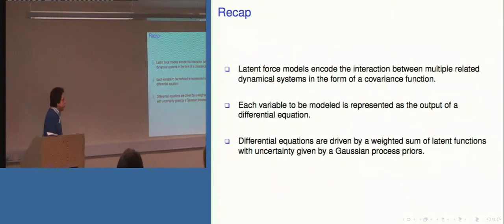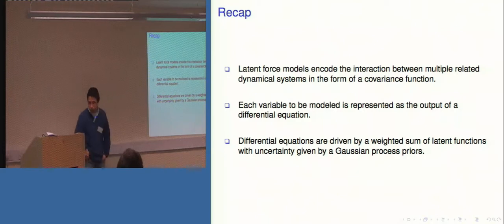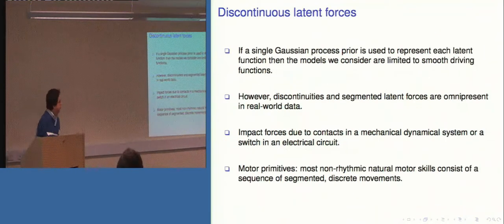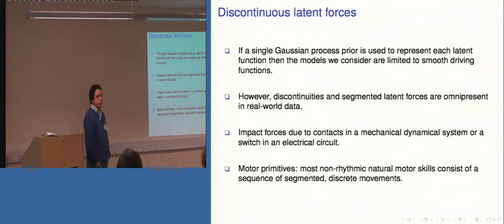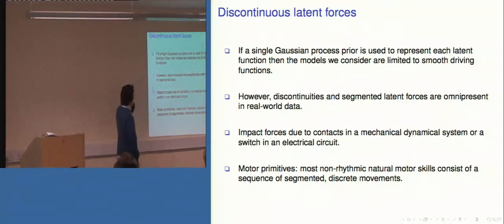We assume that those latent functions all have RBF covariance functions or things like that. We usually assume that they are very smooth functions. But now we are going to move to discontinuous latent force models, where you allow these latent functions to be discontinuous. Why discontinuous? Because discontinuous latent functions have a particular meaning in practical applications. Think about impact forces due to contacts in mechanical systems, for example, or switches in an electrical circuit.